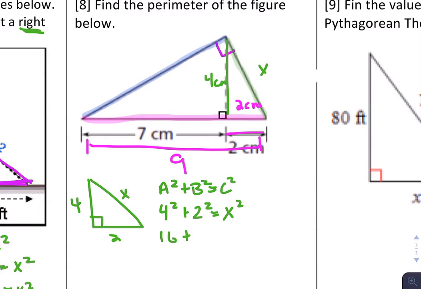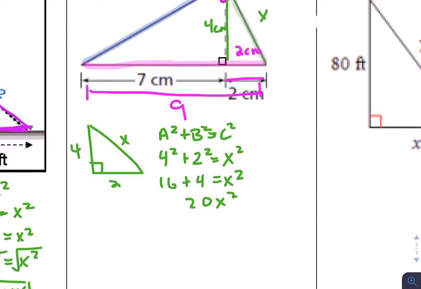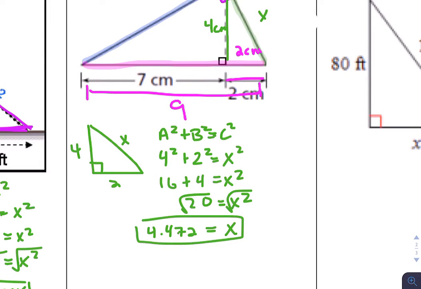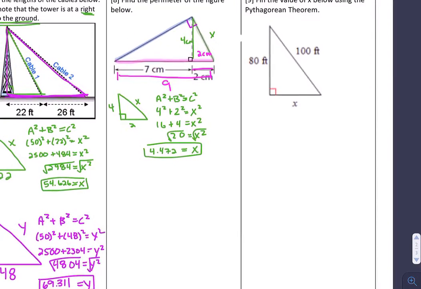And so we're looking at 16 plus 4 is equal to x squared, and it's 20 is equal to x squared. So when we take the square root of 20, we get x to be, again, we're going to have to round here, 4.472. So we can immediately jump into the blue.